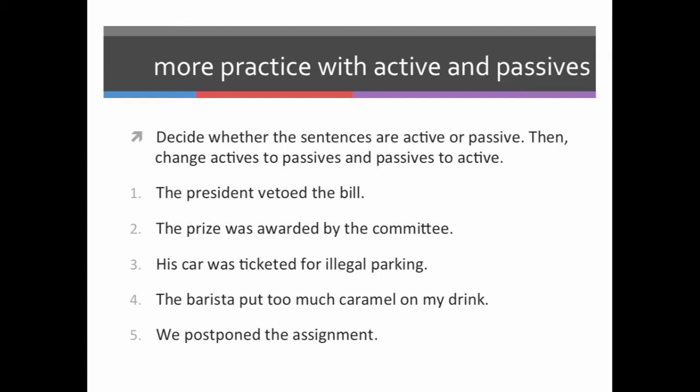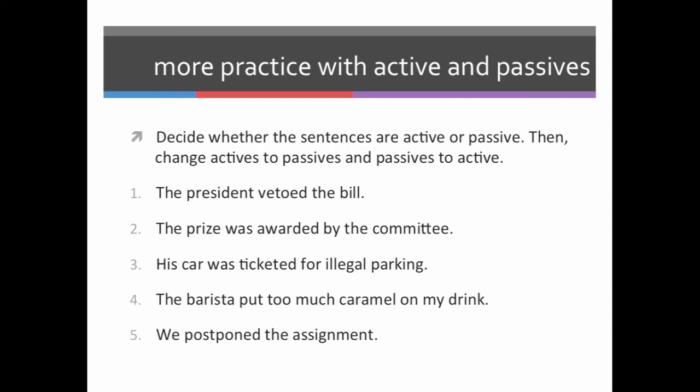His car was ticketed by zombies. Absolutely. So this is passive. Again, be verb was plus participle ticketed. The barista put too much caramel on my drink. The barista is the person who did this. You cannot say the barista put too much by zombies, right?